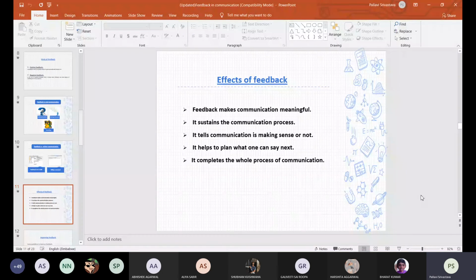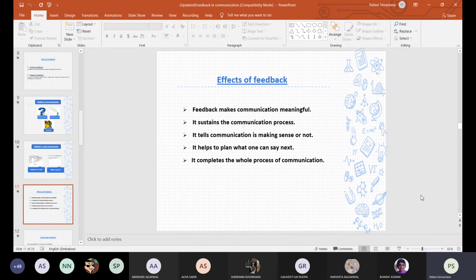Fourth one is, it helps to plan what one can say next. So yes, after receiving the response, you can create the next message, what you want to say next. If it is a positive one, you can explain your plan. If it is something negative, you can look for the options, the alternatives which are present with you. So it always helps you in planning what you can say next.